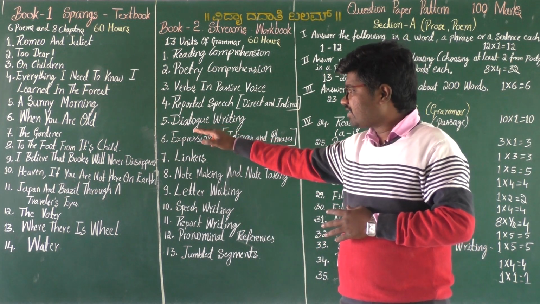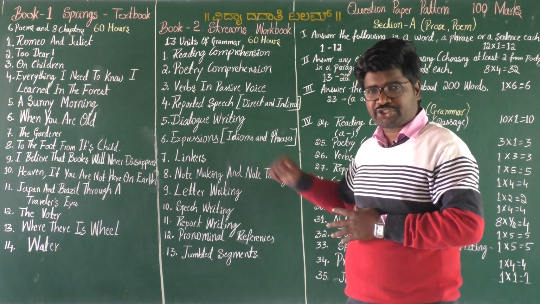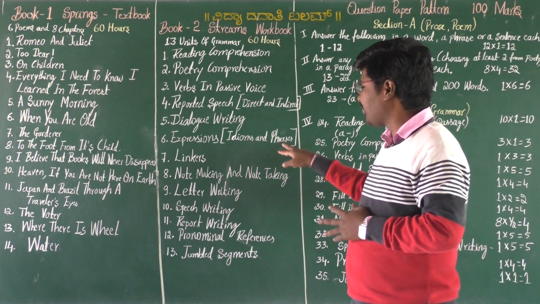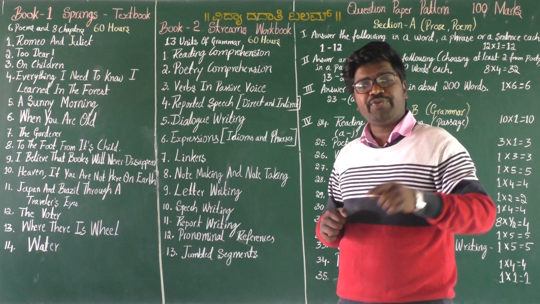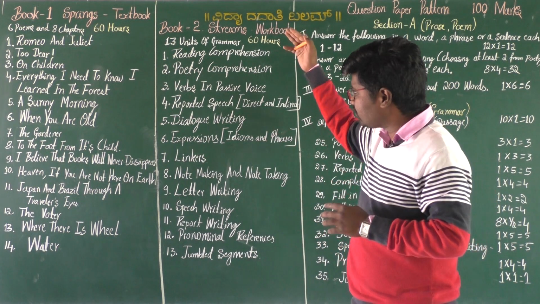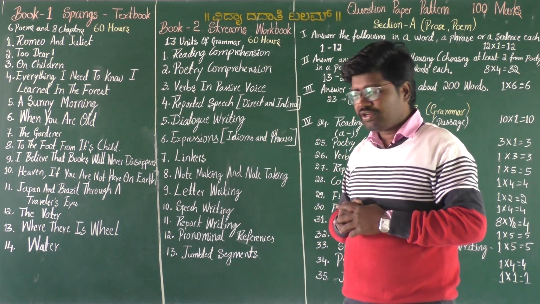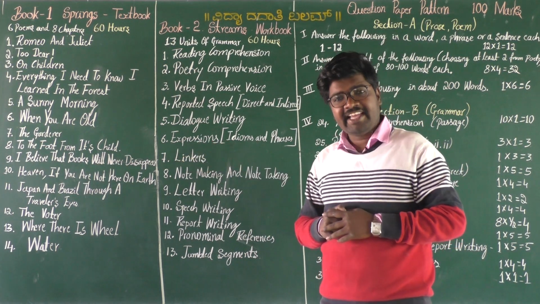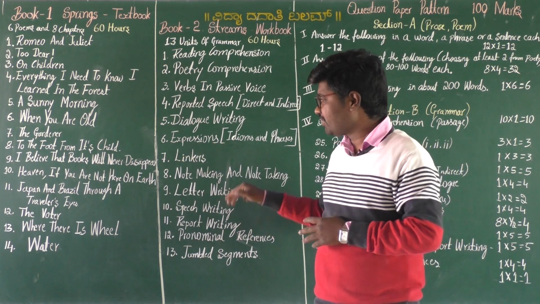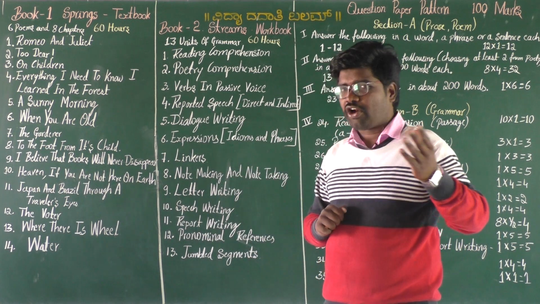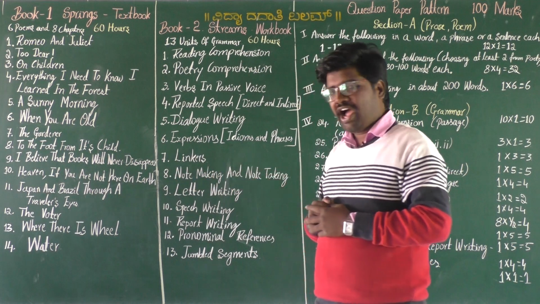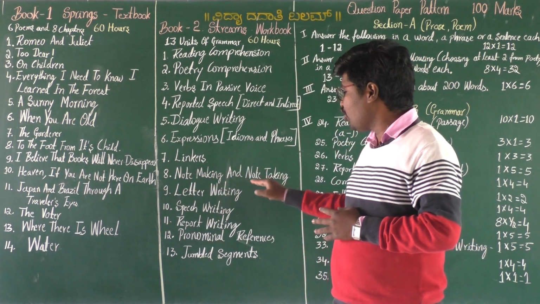Here the sixth one, the expressions. Expression includes idioms and phrases from your textbook only. All those concepts are from your textbook. And seventh one you have linkers. Linkers, nothing but conjunctions. Conjunctions are called linkers. And eighth one you have note making and note taking.